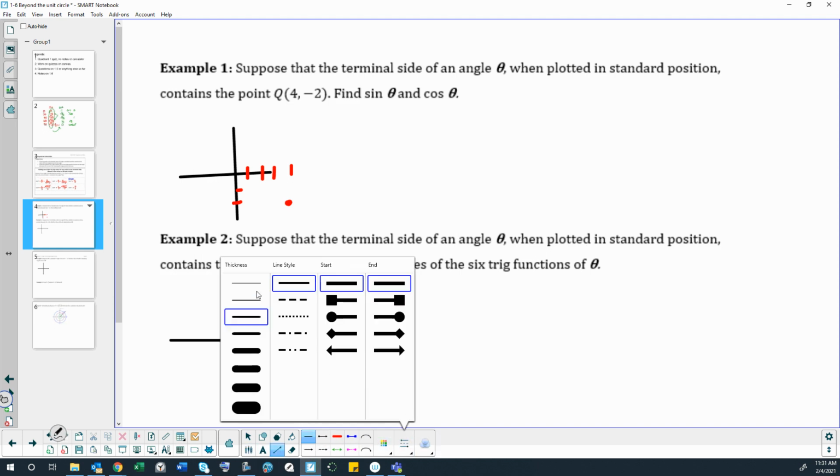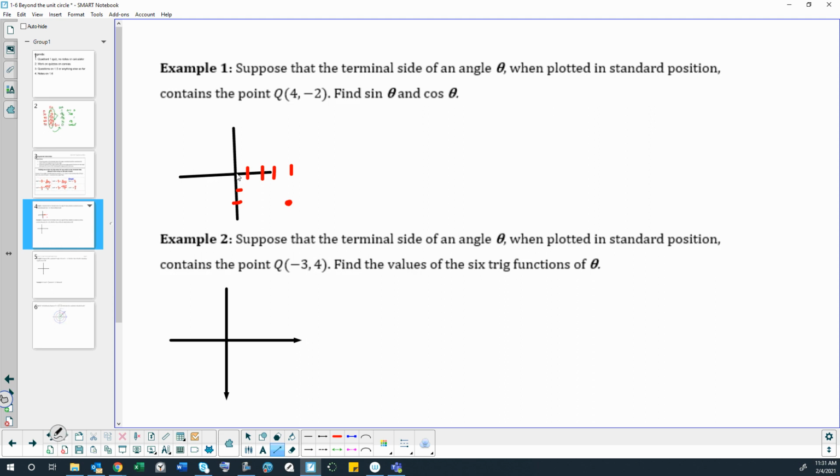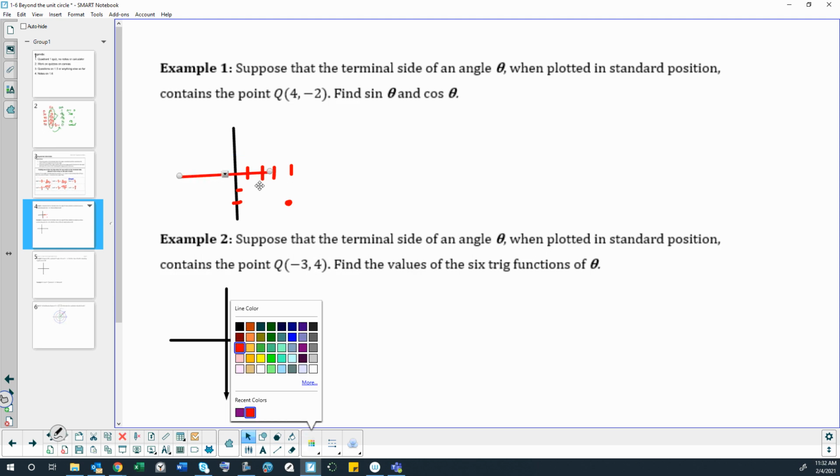So let me grab binder. I just change that to red. Oh, I changed the color of that line. That's not what I was going to do.